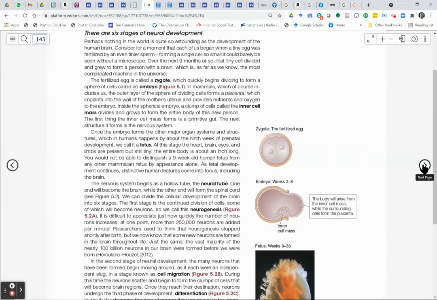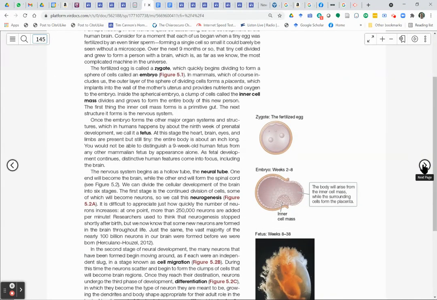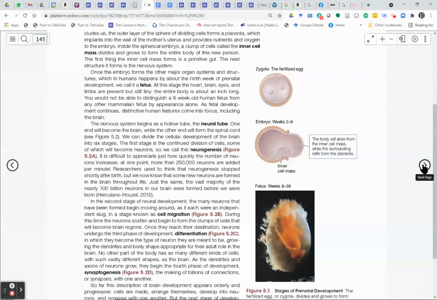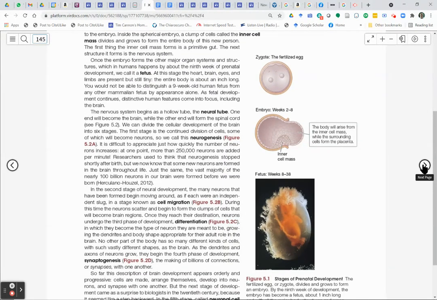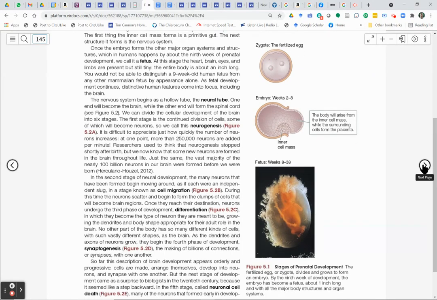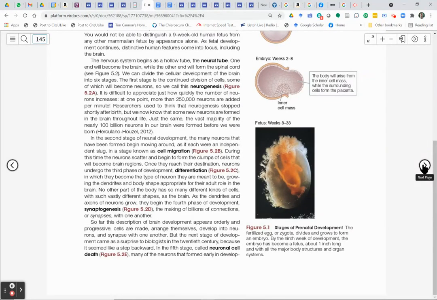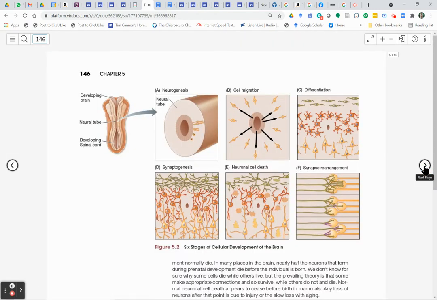It's pretty amazing. We start off as a single fertilized egg, and then it divides. And the genes in these cells are all the same. And how do you get to cell differentiation? Well, part of it is whether you're on the inside or the outside of the developing ball of cells. So there's the inner cell mass. The body will arise from the inner cell mass and the surrounding cells, the placenta. There's a fetus, weeks 8 to 38. And it's amazing. The developmental process is amazing, and we're getting really good at seeing this process in research and in videos.